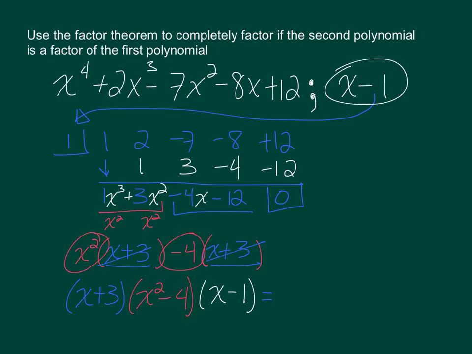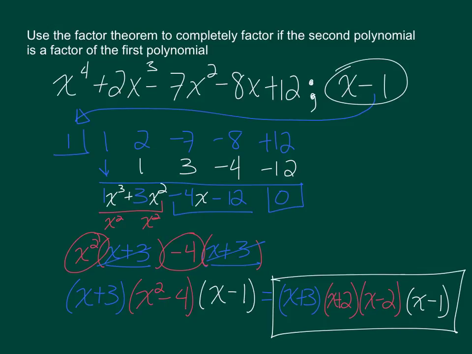So we have x plus 3, and again this middle factor factors again into x plus 2, x minus 2, and then at the very end we still have our x minus 1. This will be your final completely factored answer.